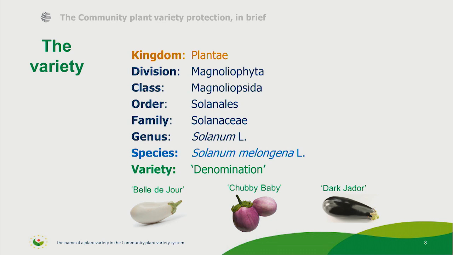Some of them are obvious, for instance here the color and the shape, but some of them are less obvious. In the framework of plant breeding and the plant variety right system, each variety is the subject of a detailed description which is associated with a variety denomination. So the denomination is the unique identifier of the variety.